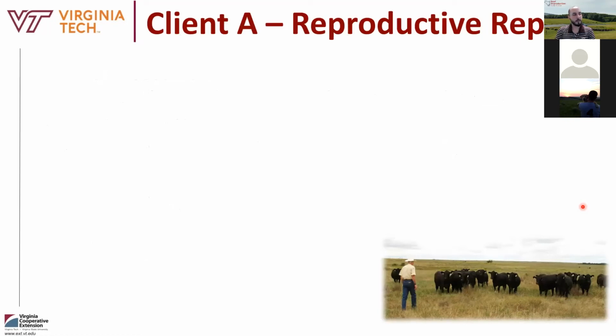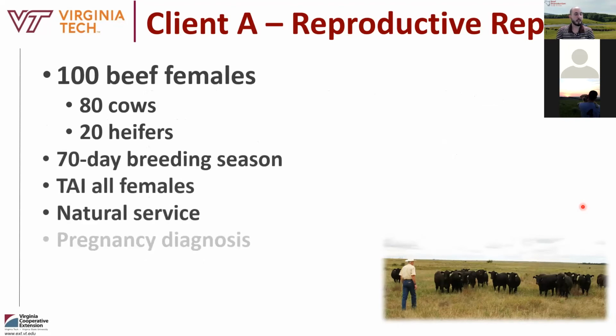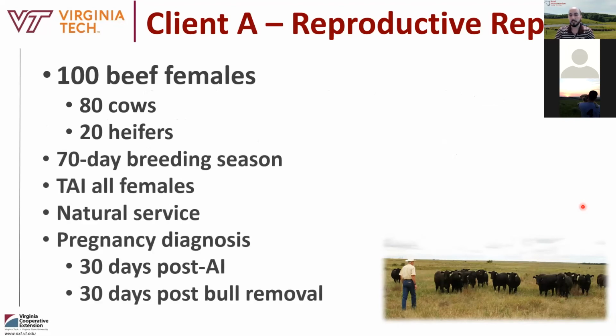Let's imagine a client that has 100 beef cows, beef females. Those are 80 cows and 20 heifers. Has a 70-day breeding season. He times the AI, all the females. So they synchronize and AI all females at least once. And then those females are exposed to natural service bulls for the remainder of the 70-day breeding season.